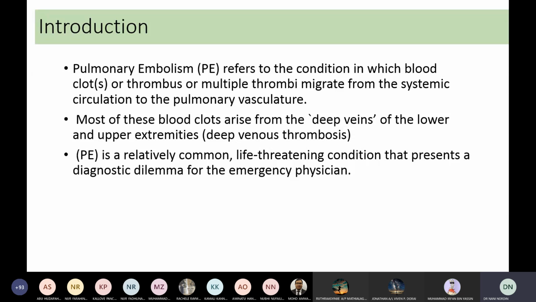So we have a lot of discovery of pulmonary embolism during autopsy. It is quite a common condition, but can be easily missed.